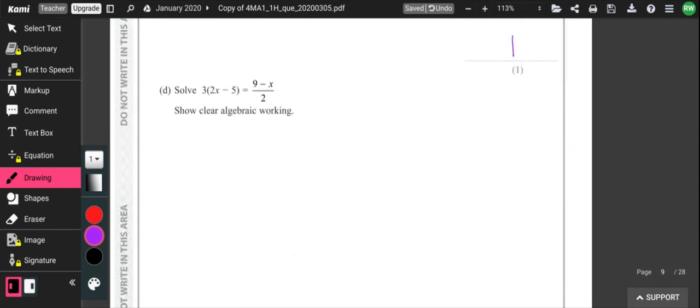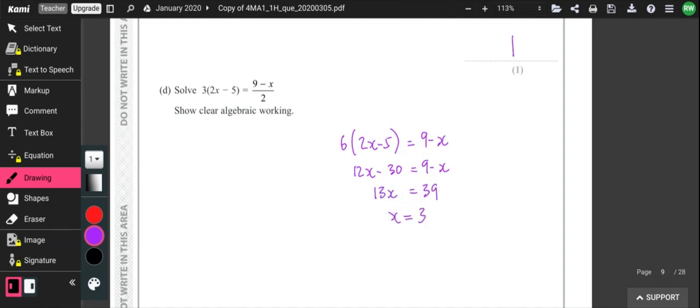And then we have an algebraic fraction, so we can multiply both sides by 2 to give you 6 brackets 2x minus 5 is equal to 9 minus x. Multiply this out to give 12x minus 30 equals 9 minus x. 13x equals 39, so x equals 3.